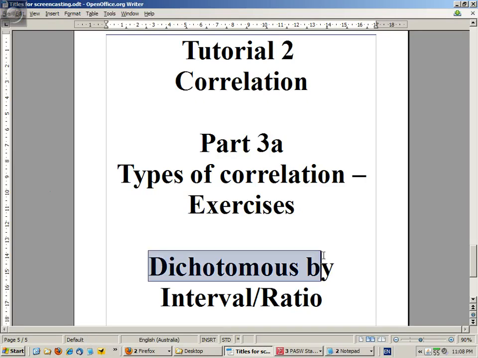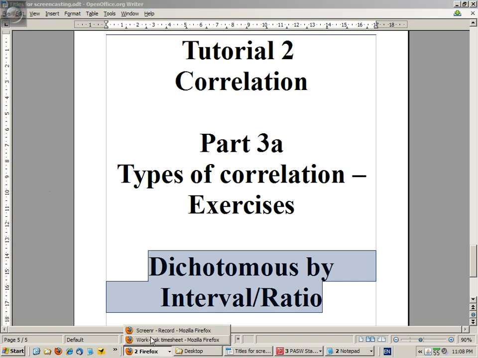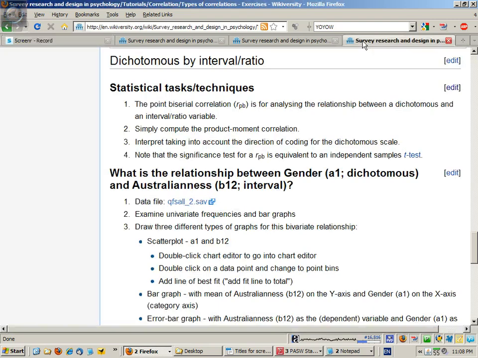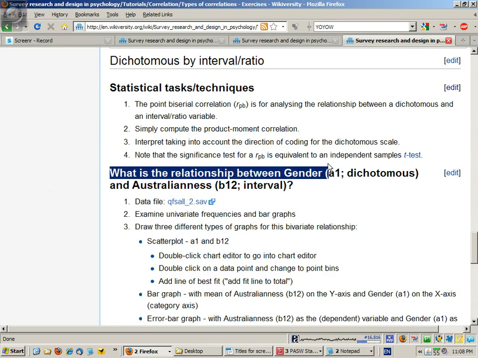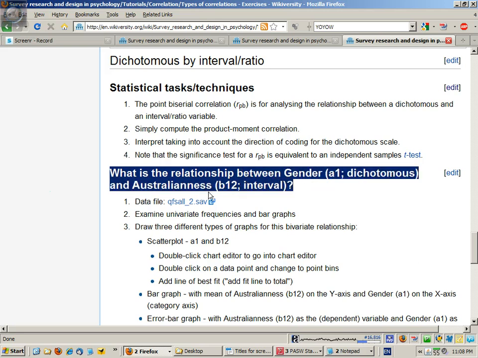Hello, we're next going to look at dichotomous by interval ratio correlations. The problem that we'll have a look at is: what is the relationship between gender and how Australian you perceive yourself to be, ranging from 1, not very Australian, through to 10, very Australian. So that's A1 and B12.